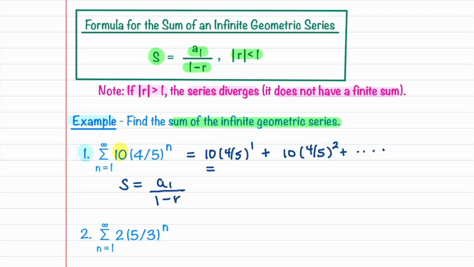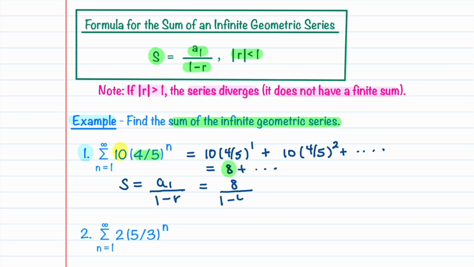So our first term is 40 divided by 5, which is 8. And then it doesn't matter what the other terms are. So 8 is actually a sub 1. And then our common ratio r is 4/5. Now we can go ahead and plug this in. So our sum is going to be 8 all divided by 1 minus 4 divided by 5.